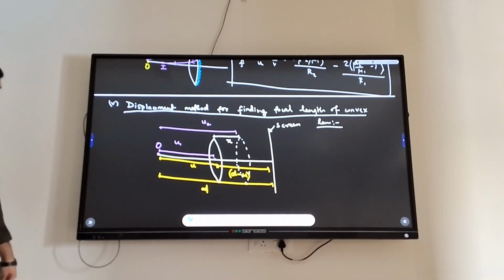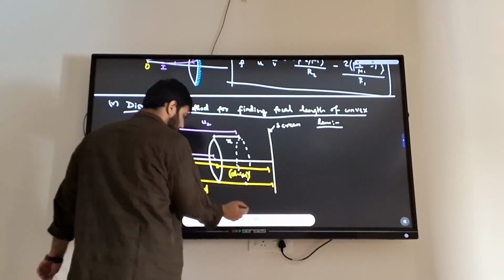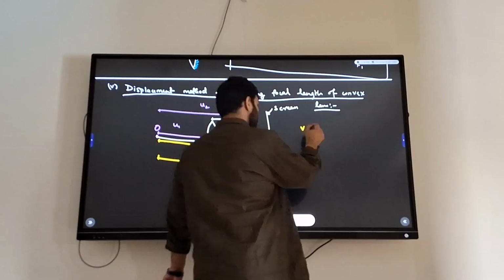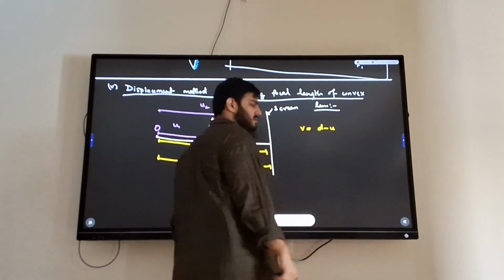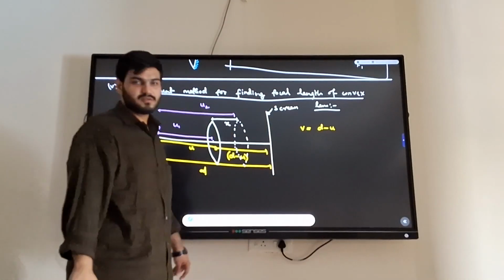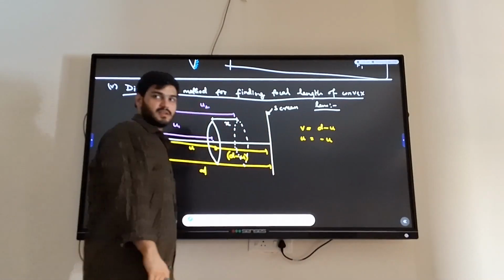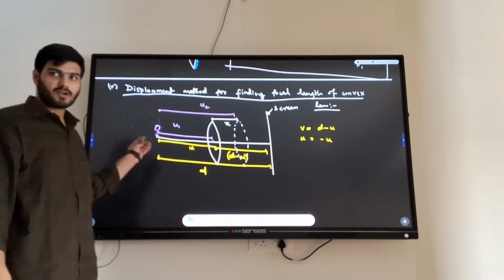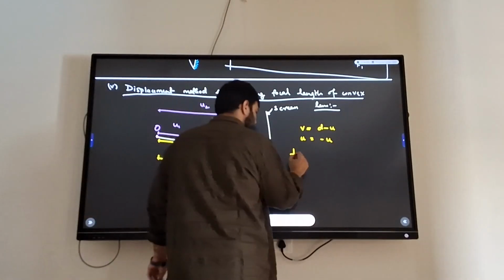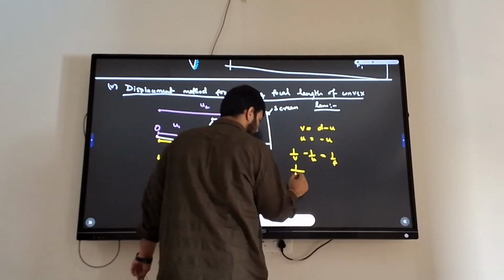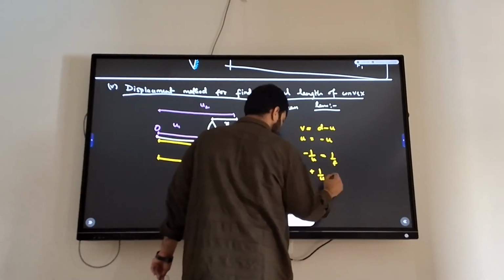Is it all okay? Now, what is the relation between u, v and f? What is v here? That's d minus u, so plus (d minus u). What will u be? u is going to be minus u, because it's the other way around. So 1 by v minus 1 by u is equal to 1 by f, so 1 by (d minus u) plus 1 by u is equal to 1 by f.